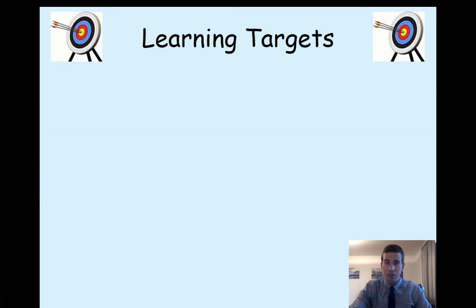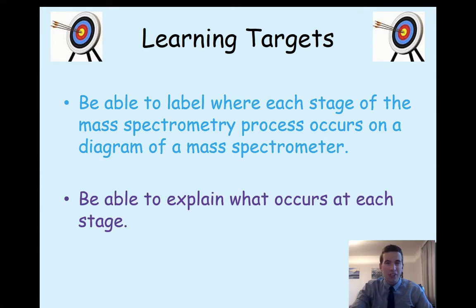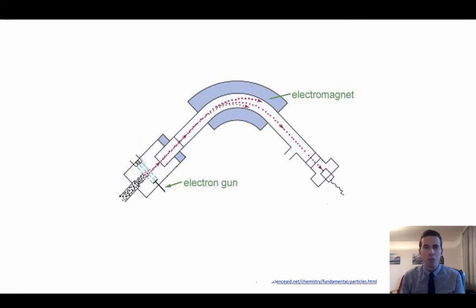So your targets for this video are to be able to label a diagram of a mass spectrometer and be able to explain what is happening at each stage. Okay, so before we start looking at this diagram, what is mass spectrometry? Later in the section, in the chapter, we look at uses of mass spectrometry. But for now, you can just think of it as a way of determining the mass of atoms or molecules.